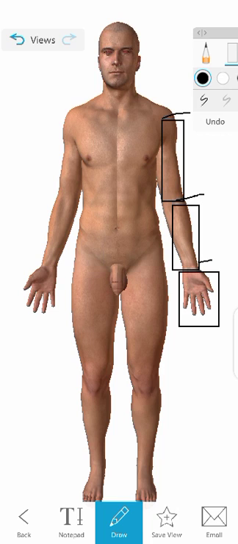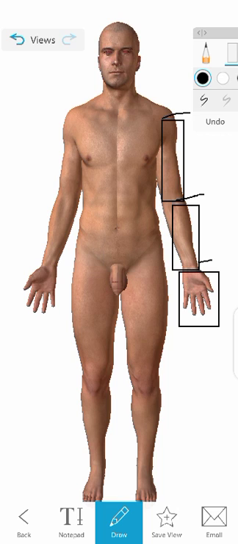So whenever someone says hand, your mind should go to the part of the upper limb distal to the wrist, and whenever someone says forearm, your mind should go to the part of the upper limb between the elbow and the wrist, and then the arm should tune your mind to the part of the upper limb between the elbow and the shoulder.